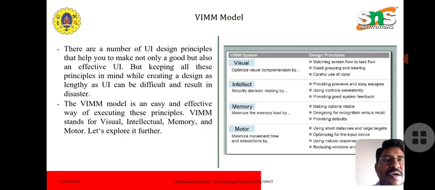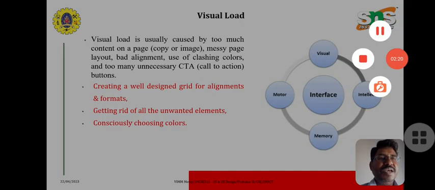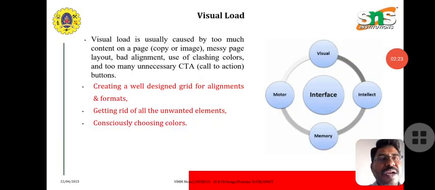Visual is to optimize visual comprehension by matching screen flow to task flow. Carefully we can use color. Intellectual is to simplify decision making, and memory is to minimize the memory load. Motor is to minimize the movement or interaction. So let us explore it further. First we go for visual load.